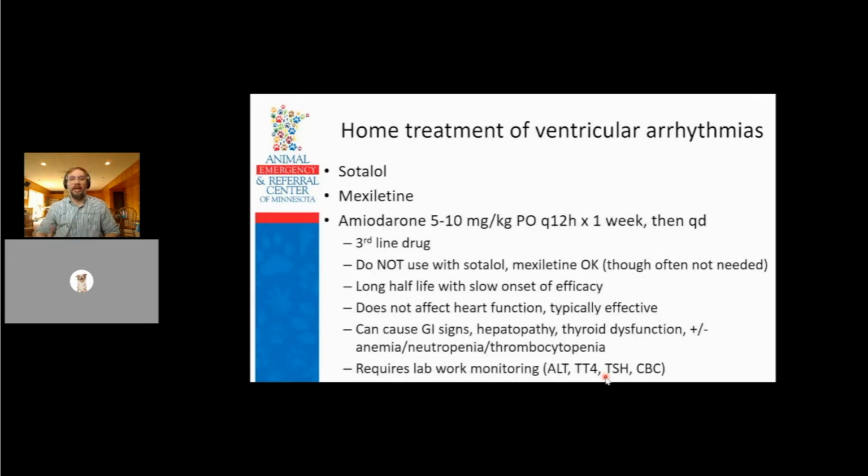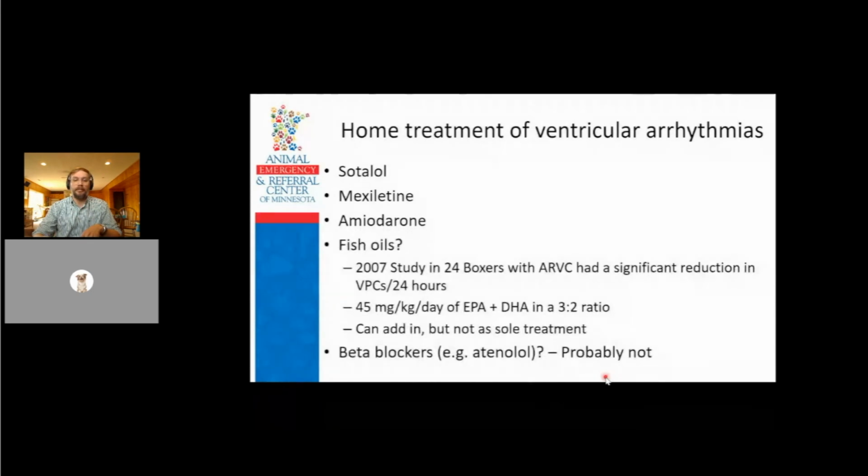Amiodarone is kind of a third-line drug, usually very effective, but it takes a long time to build up in the system and has side effects with the liver, thyroid, and potentially bone marrow, so it requires a lot of monitoring. Fish oils: there's one study in boxers with ARVC where they saw the number of arrhythmias went down significantly. So it's one of those things that may help, may not, but probably not going to hurt. But I wouldn't use it as a sole antiarrhythmic, but something that you could add in. And again, I avoid beta blockers just because of the potential weakening of the heart.